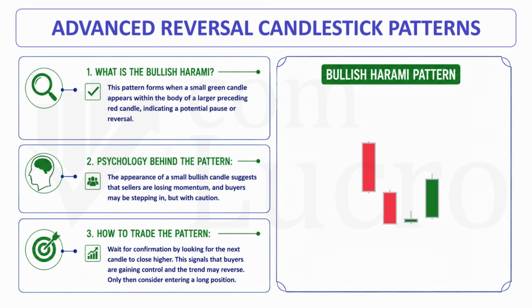First, we have the bullish Harami. Structurally, this pattern appears when a small green candle forms entirely within the body of the preceding red candle. The psychology behind this pattern is a clear sign that the sellers are losing momentum after a period of downward pressure. The appearance of a small bullish candle suggests that buyers might be stepping in, but with some caution.